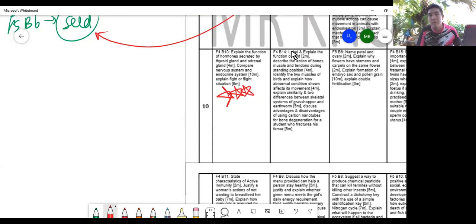Form 4 part 14, I told you, many small parts. They can ask you joint, they can ask you muscle, they can ask you tendon, ligament, they can ask you locomotion, they can ask you the bones. Okay, but this is not such a good question. This one you can leave it.